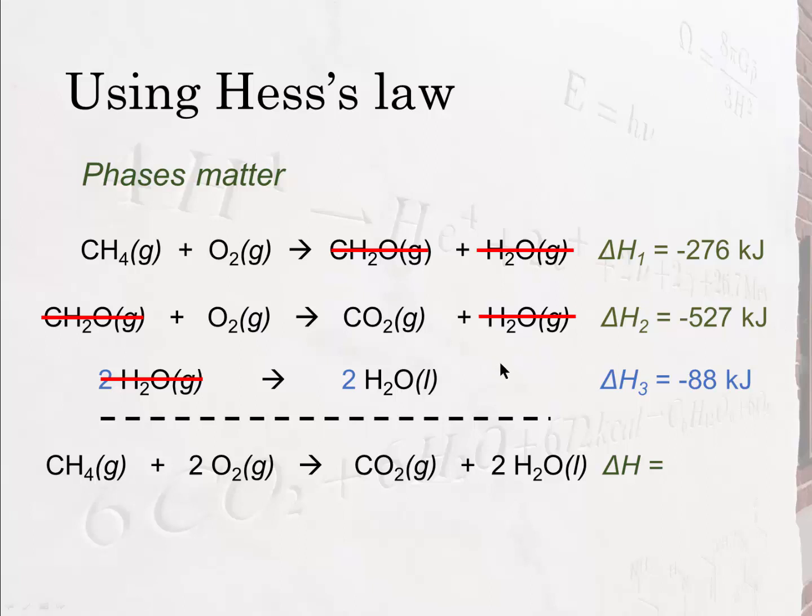After canceling the water, steps 1 and 3 add up to the overall equation: a mole of methane and 2 moles of oxygen reacting to form carbon dioxide and water. The final delta H is the sum of the enthalpy changes of the 3 individual steps, including the phase change of water.